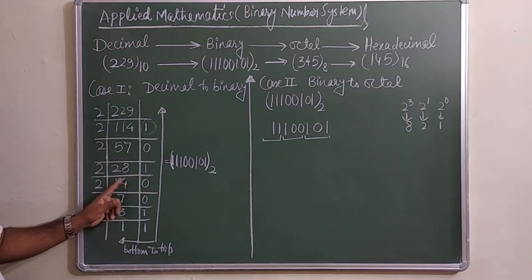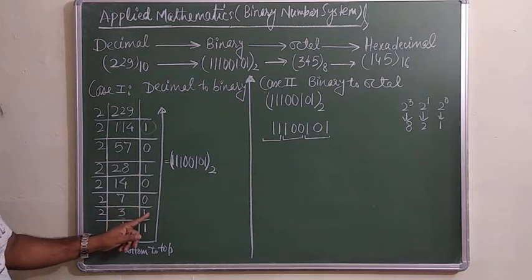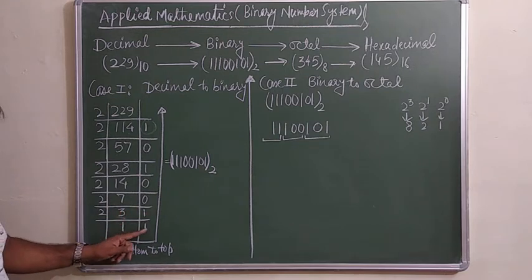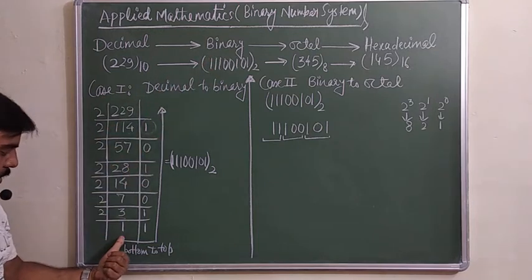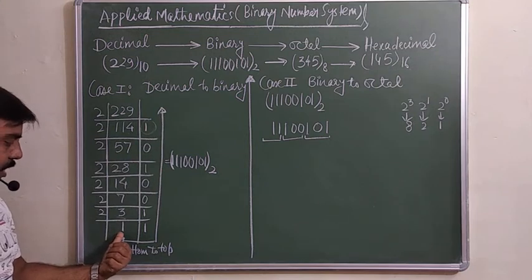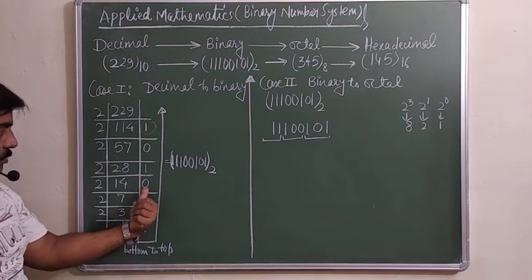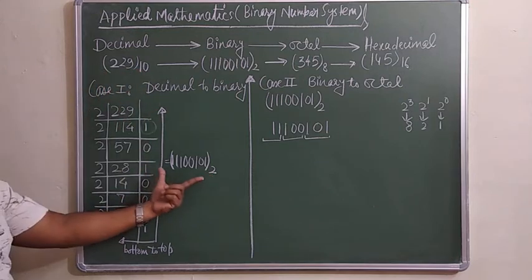You have to divide by 2, that is 14, remainder 0. 2 7s are 14, remainder 0. 2 3s are 6, then 1 is here. 2 1s are 2, and that 1 is here only. Now to write the binary, you have to go from down to up. You have to write this digit first, this one before that, and likewise. So this is your binary. So you can change the decimal into the binary.